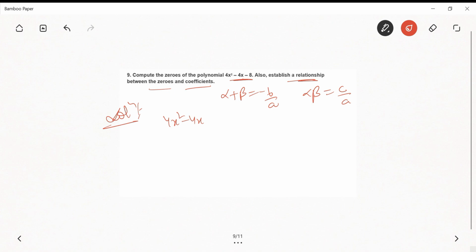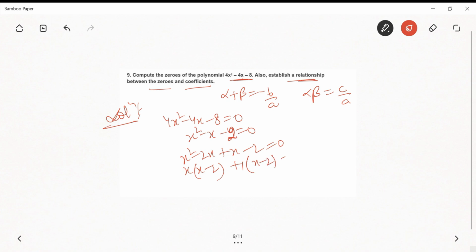4x square minus 4x minus 8 is equal to 0. Take 4 common, you will get x square minus x minus 4 is equal to 0. Now factorize it. Here it will be 2, so 2 ones are 2. So x square minus 2x plus x minus 2 is equal to 0. So x common, x minus 2, plus 1 common, x minus 2 is equal to 0. So x plus 1 and x minus 2. So the value of x is equal to minus 1 and the value of x is equal to 2. That means these are the two zeros of the polynomial.